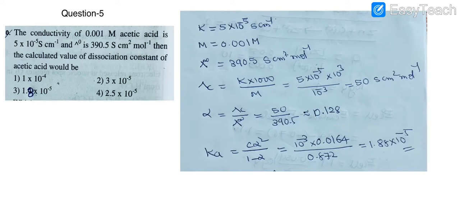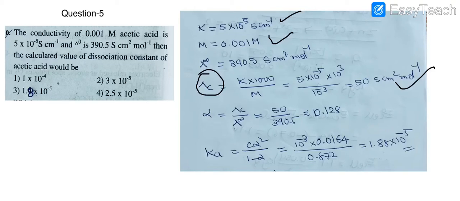Next model is related to conductivity and equivalent conductance, and so ionization constant, degree of dissociation. So many concepts are covered here. The conductivity is given and the molarity is given. By using conductivity and molarity, we can find the molar conductance or equivalent conductance. For acetic acid, both will be the same. So by using that, we got the molar conductance or equivalent conductance.